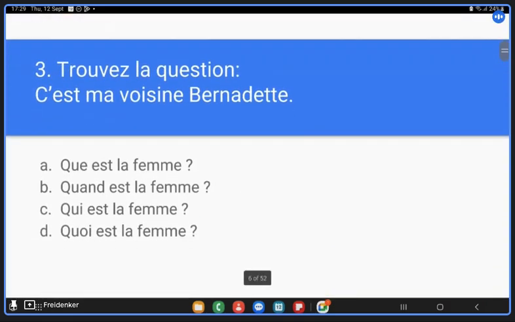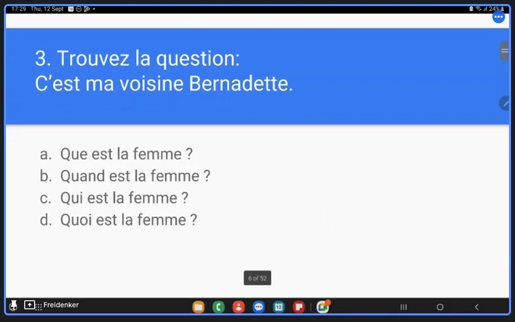Third question, trouver la question. Trouver is another ER verb. It means to find. So find the question. It says, c'est ma voisine Bernadette. The beginning, c'est, means it is. This is from the être verb. You've seen it. So it is.